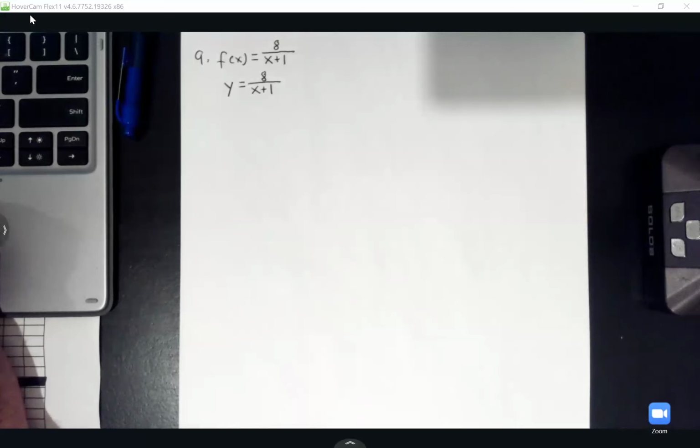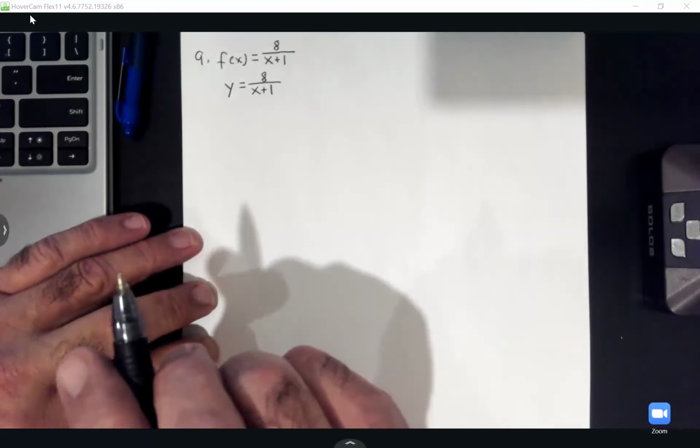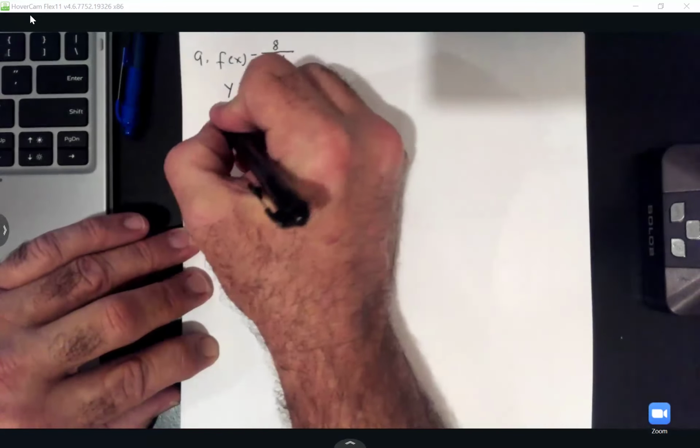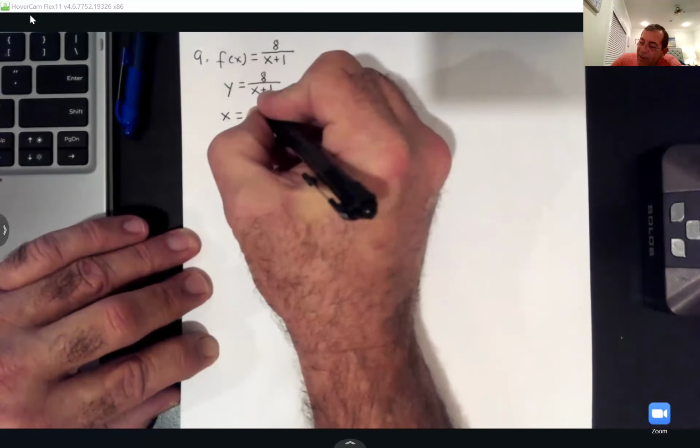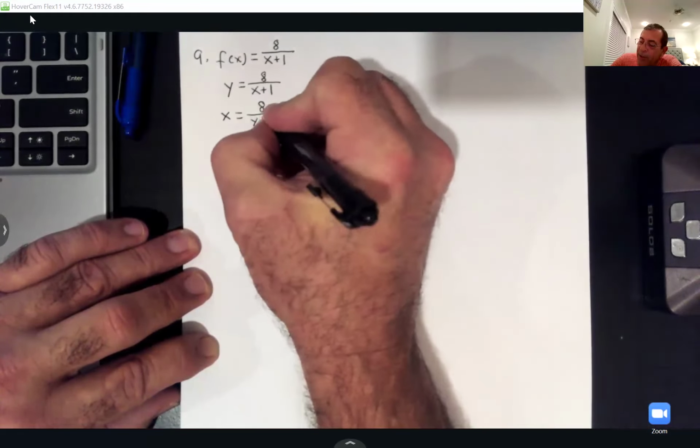We are going to... I was going to say switch the X and Y variables. That sounds good to me. So that'll give me 8 over y plus 1.